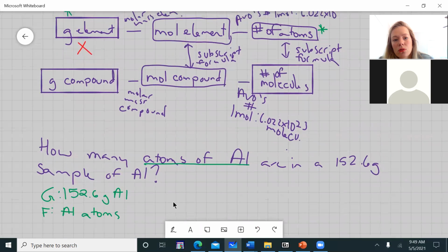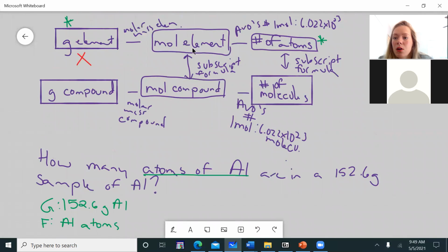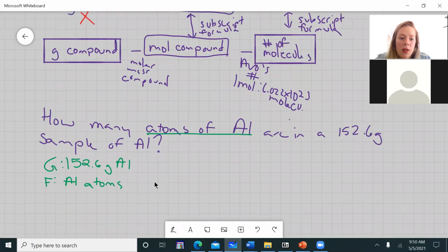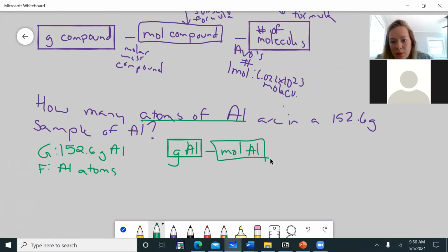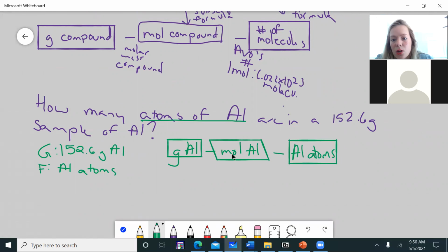So the first step is to go from grams to moles. Sometimes the moles are called like the crossroads in chemistry because you always have to kind of go through moles to get to the other end. So we can even make a flow chart specifically for this problem, it's going to be grams of aluminum into moles of aluminum into aluminum atoms. So grams to moles is the molar mass.